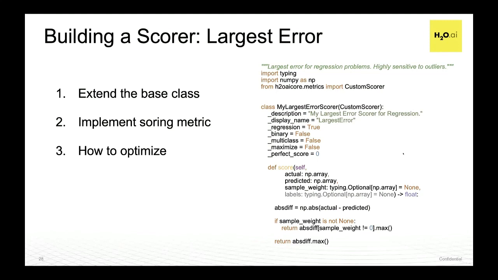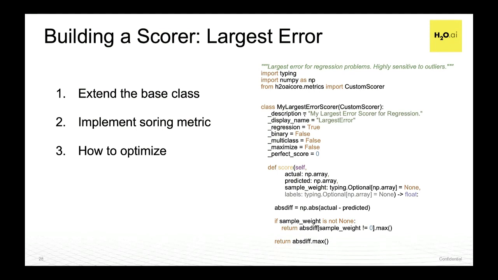So in this case, we don't have anything special we need to import. We're going to name this function my largest error score, and then we can give it a description and display name. So these are going to be nice descriptions for Driverless AI. So it will be called largest error rather than my largest error, and if we hovered over this, we would see this little description, which is my largest error score for regression. So we can add in descriptions and display names for transformers and models as well. And if we don't, there are default values that will be set.